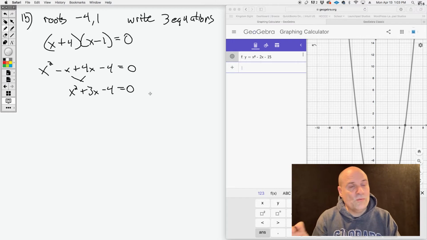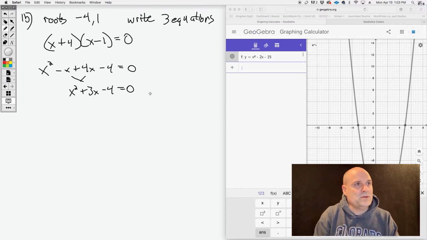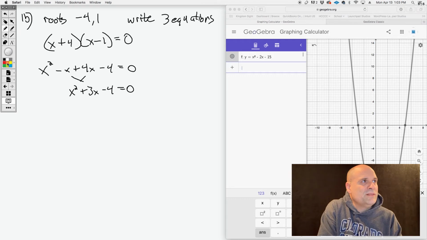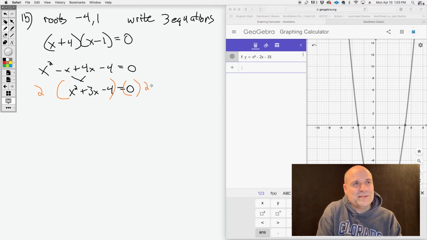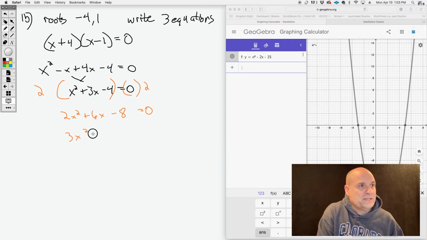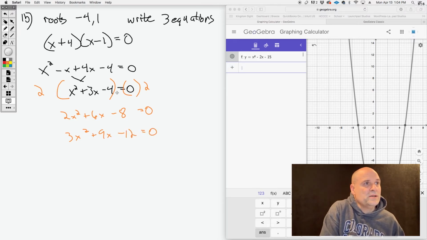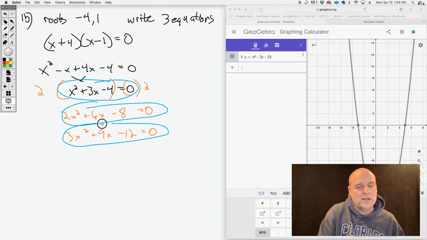Well, you can do whatever you want to this equation and it would still be the same equation, right? So let's just multiply everything by 2. Whatever you do to one side, do to the other. That's nice because you're always going to have a 0 on the other side. So this is 2x squared plus 6x minus 8 equals 0. Well, let's multiply everything by 3, and you get 3x squared plus 9x minus 12 equals 0. Okay, so here's our 3 equations. They all work.